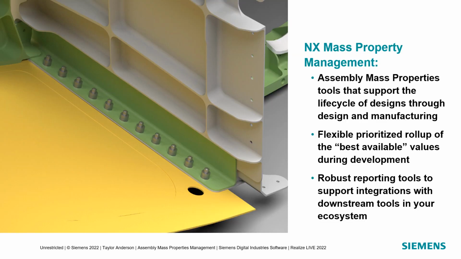Little parting shot here, right? Again, these mass properties tools are going to support the life cycle of designs through design and manufacturing. We're trying to preserve those numbers. Talking with customers, that's an important thing to do, to understand how those evolve over time and be able to select those and roll up the most mature numbers, the most complete numbers, as the designs mature. And then, as we said at the bottom, really good, robust reporting tools, right? To get this information out and consume it in the ways that you need to for downstream processes in your business.